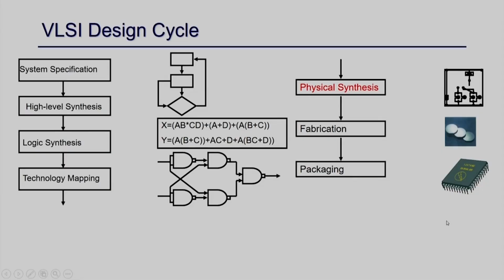So, if you look into the VLSI design cycle, we have already discussed that it starts from some specification, then it goes through high level synthesis, logic synthesis, technology mapping and then physical synthesis, fabrication and packaging, right. We already have discussed high level synthesis, logic synthesis and technology mapping, and we are going to talk about physical synthesis today.